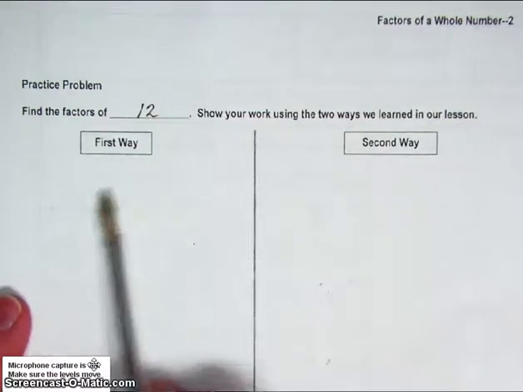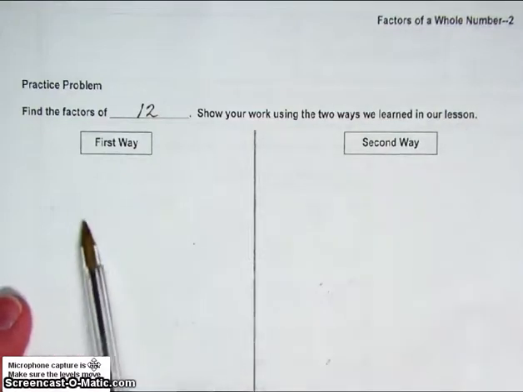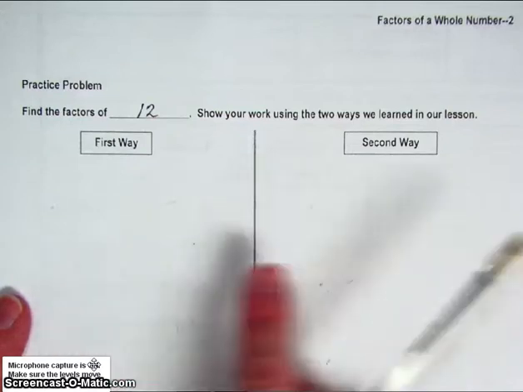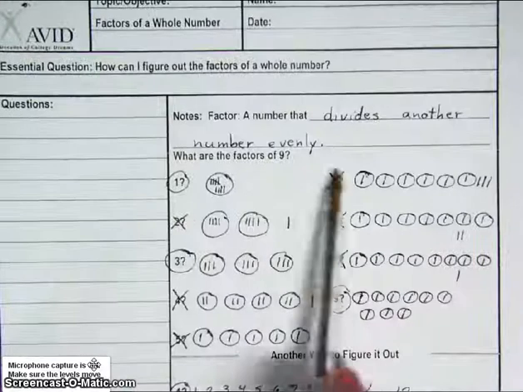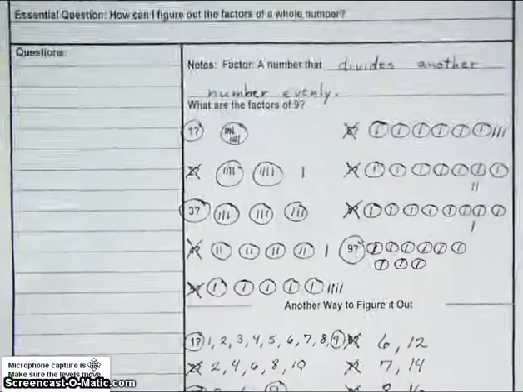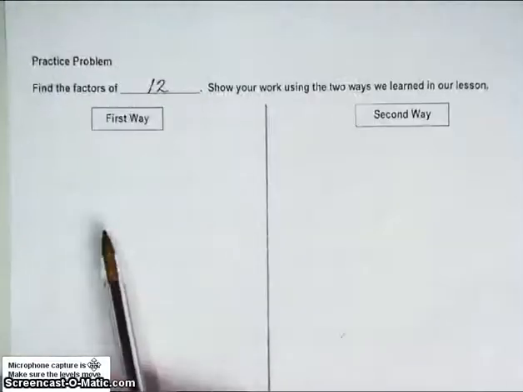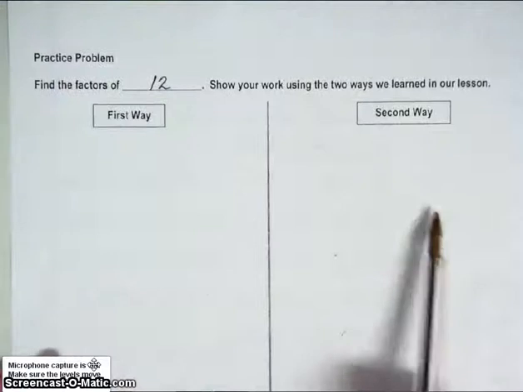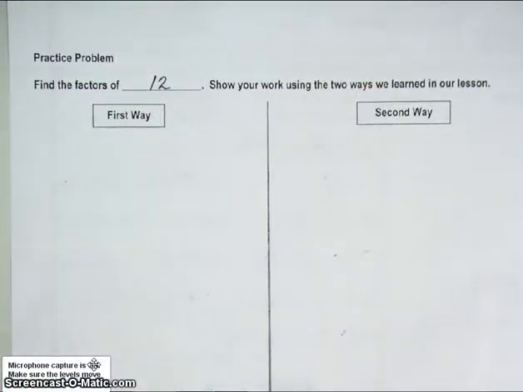I provided a space for both those ways, so fill it out on the first way and then also on the second way. If you forget which way is which, just flip your paper back over. You have your first way using the circles and your second way using skip counting. Be sure to use both of those ways to prove your answer and tell us what the factors of 12 are.